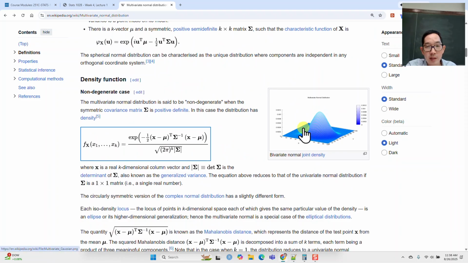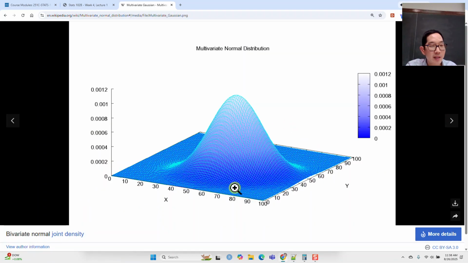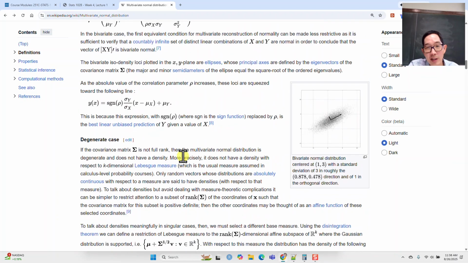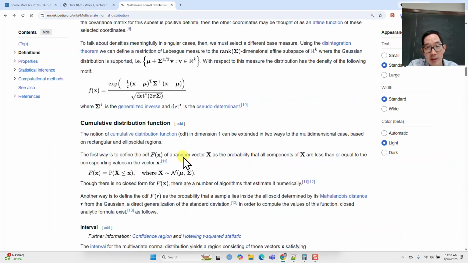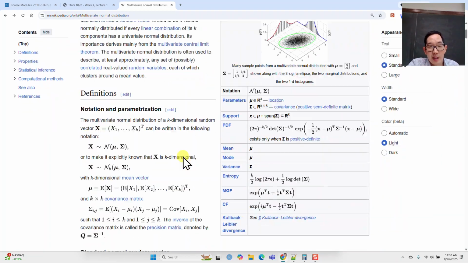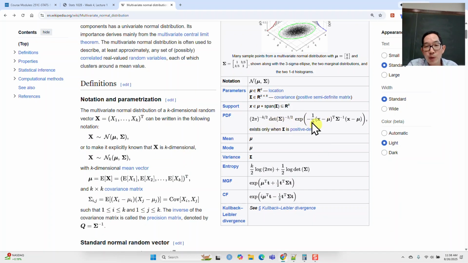So this is another kind of plot. This is multivariate normal on X and Y, and what you end up getting is this hill-looking thing. It looks like a hill. From the top down, it might look like a bunch of ellipses. And then the PDF for the normal distribution looks like this, okay?